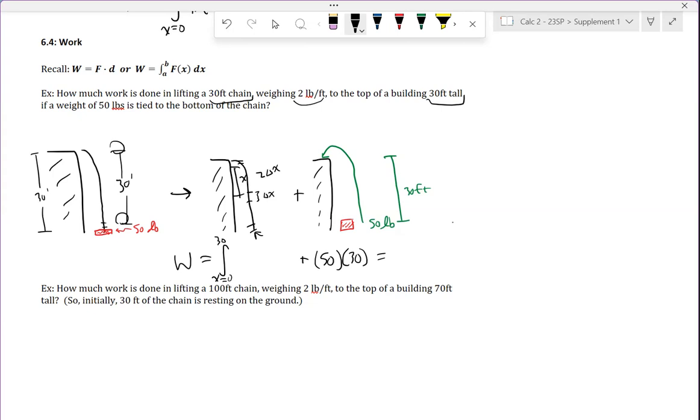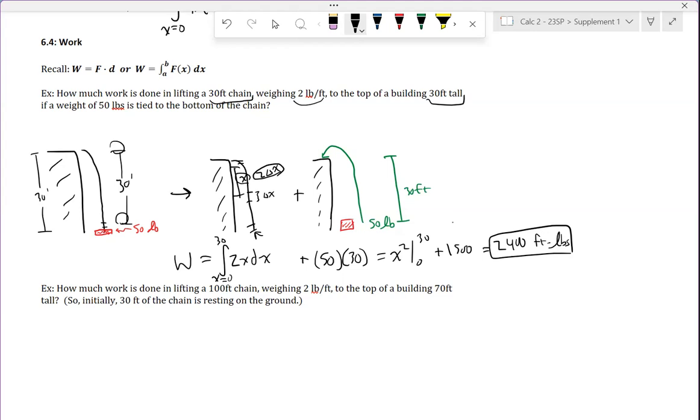And then each one of these little contributions to the work is force 2 delta x times distance x, or 2x dx whenever we take the limit. Okay, so this is going to be x squared from 0 to 30 plus 1500. And that's going to be 900 plus 1500, or 2400 foot-pounds. So that's the work in getting the weight plus the chain up to the top of the roof.